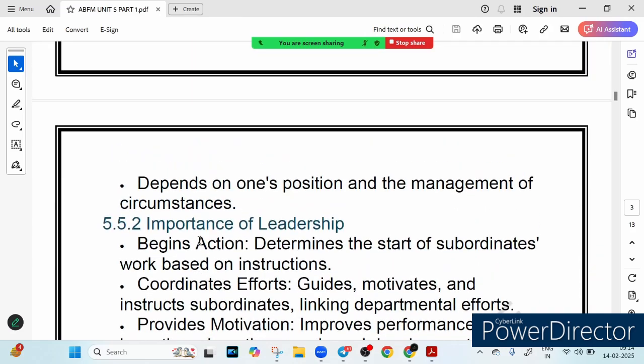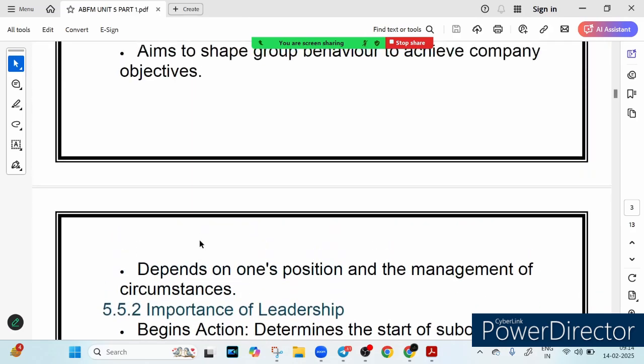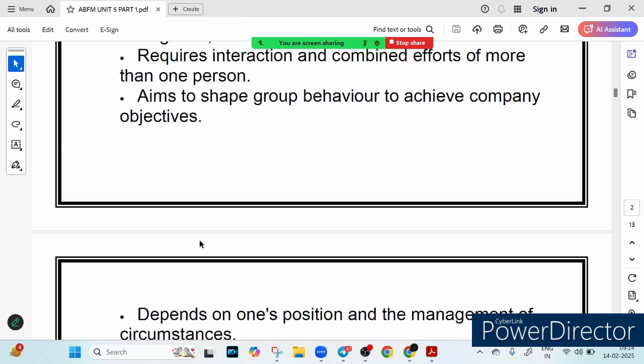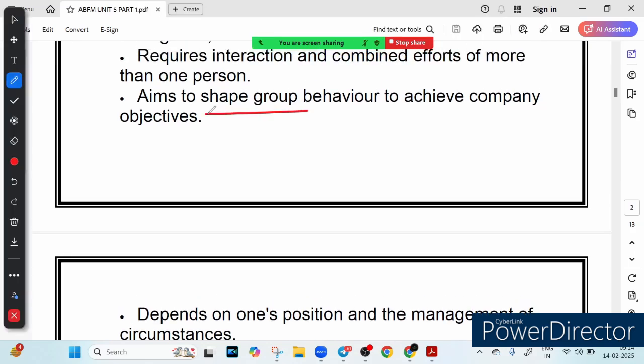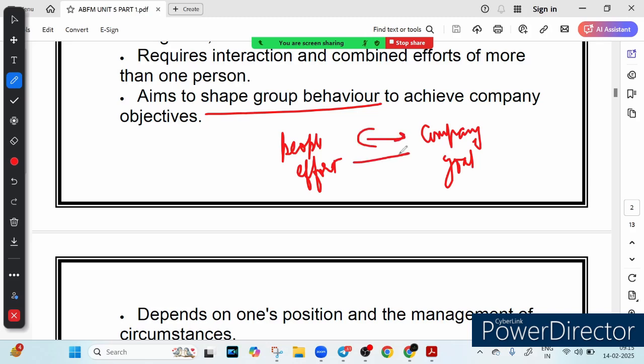That is called situation control. And one more point is shaping behavior. Leadership is all about, you can see group B here, shaping behavior. So leadership is all about aligning people's effort with the company goal. On one side we have people's effort, and on the other side we have the company goal or company objective. So what we have to do through leadership is align both of them, right?